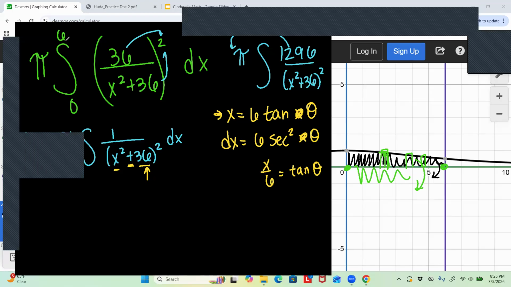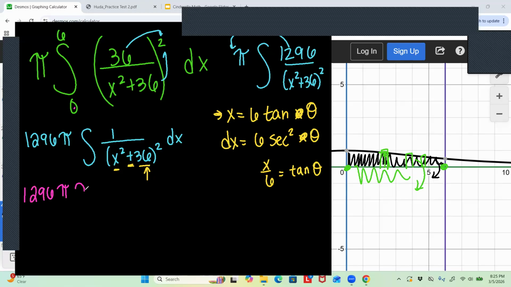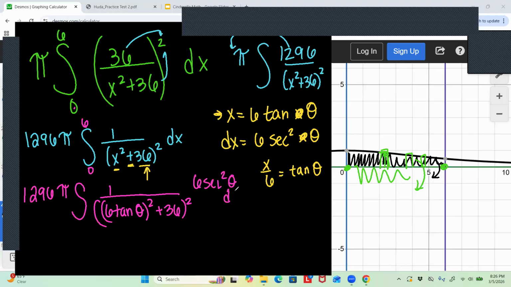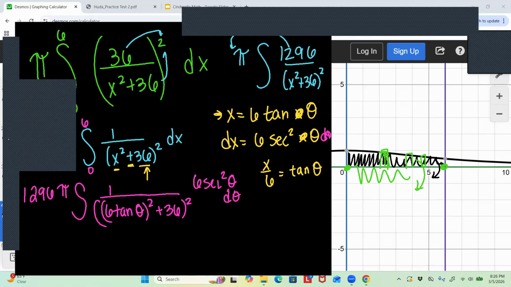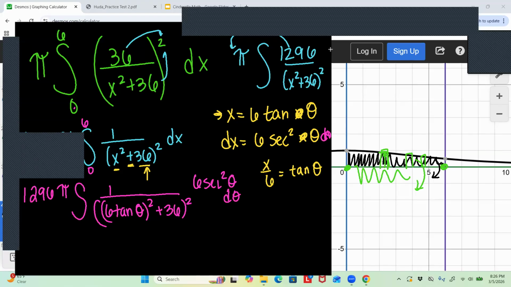Okay, let's make some substitutions. And we will not put 0 to 6 anymore because that's the x bounds. So it's fine. 1296 pi integration. So this was still 0 to 6, but we're not anymore. 1 over 6 tan theta squared plus 36, all that squared, 6 secant squared theta d theta. This should have a d theta. Oh, my pen might be starting to die. Okay. Woo! Okay.